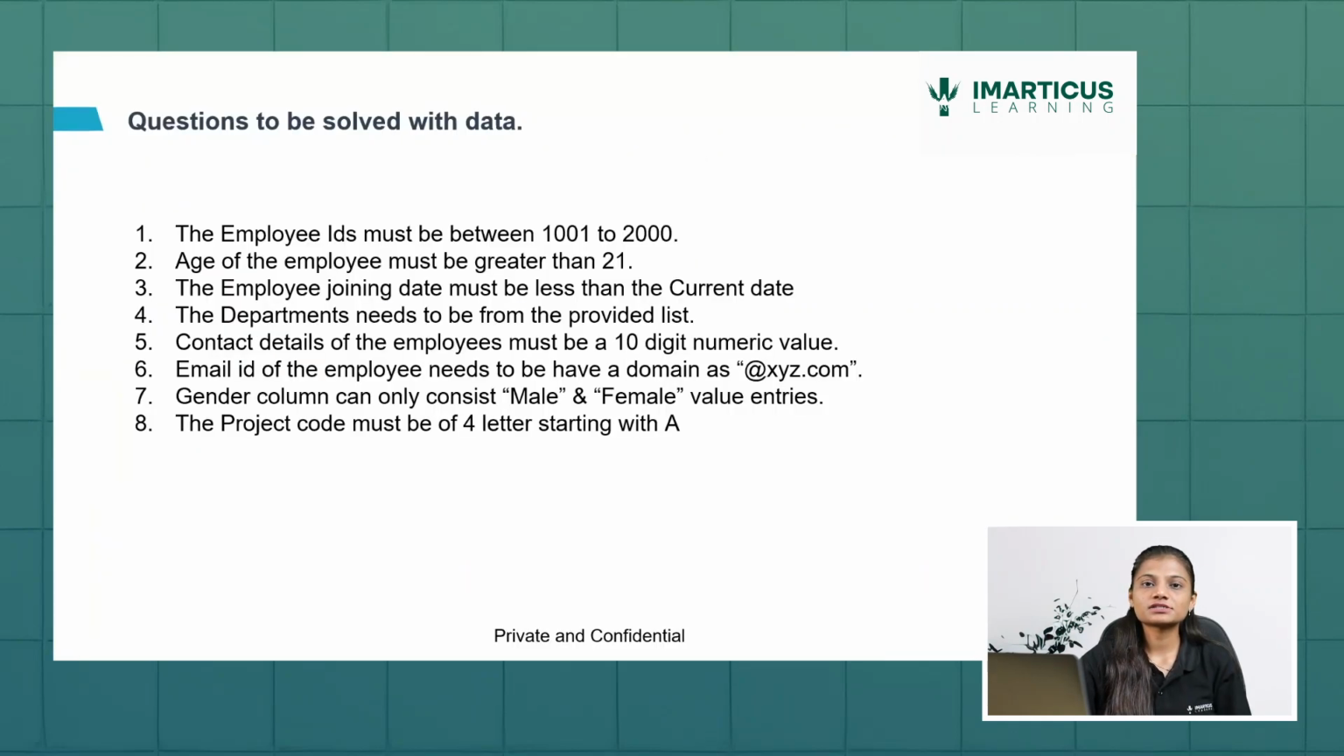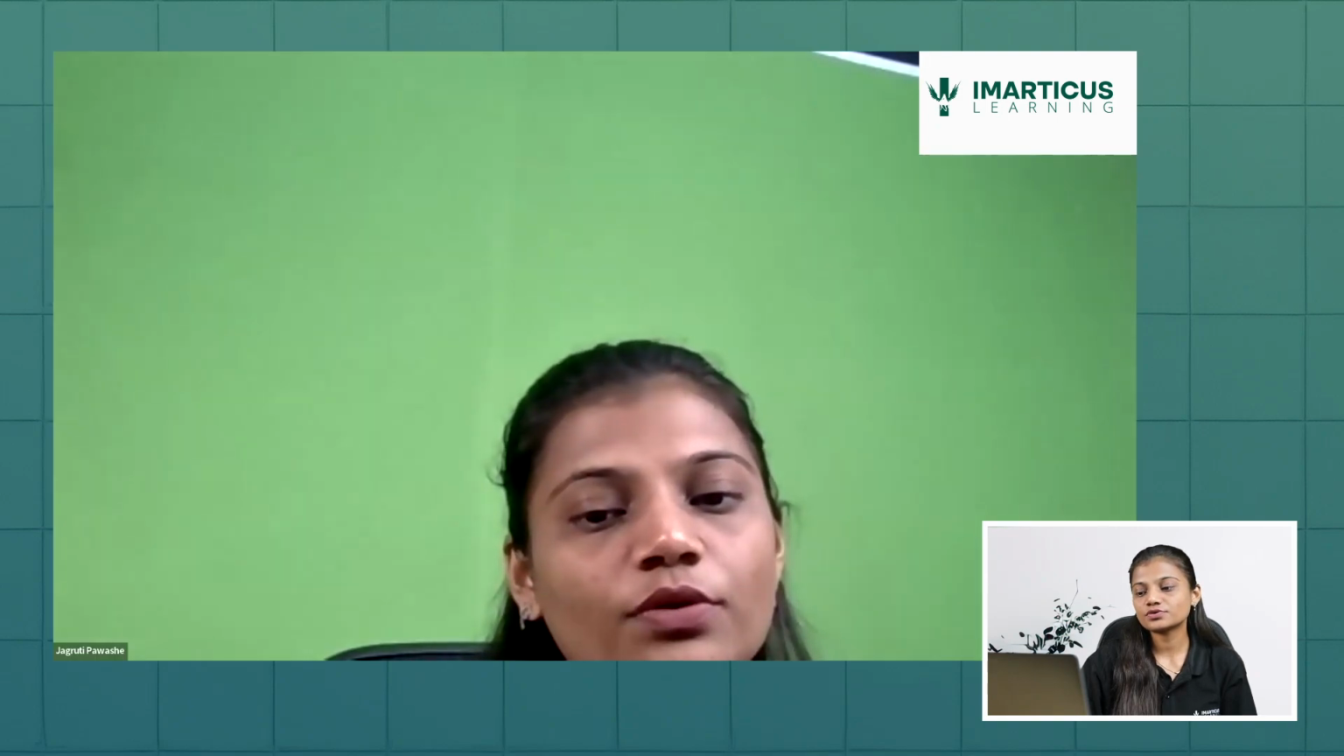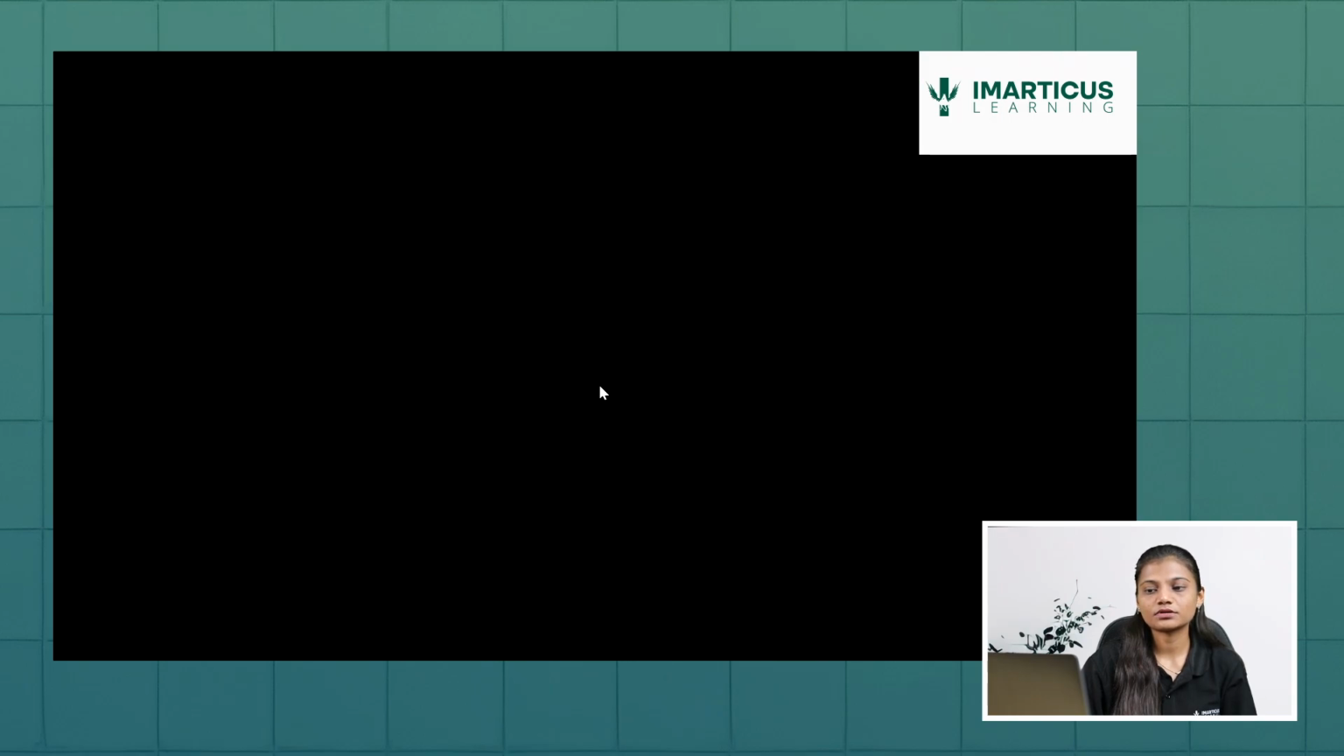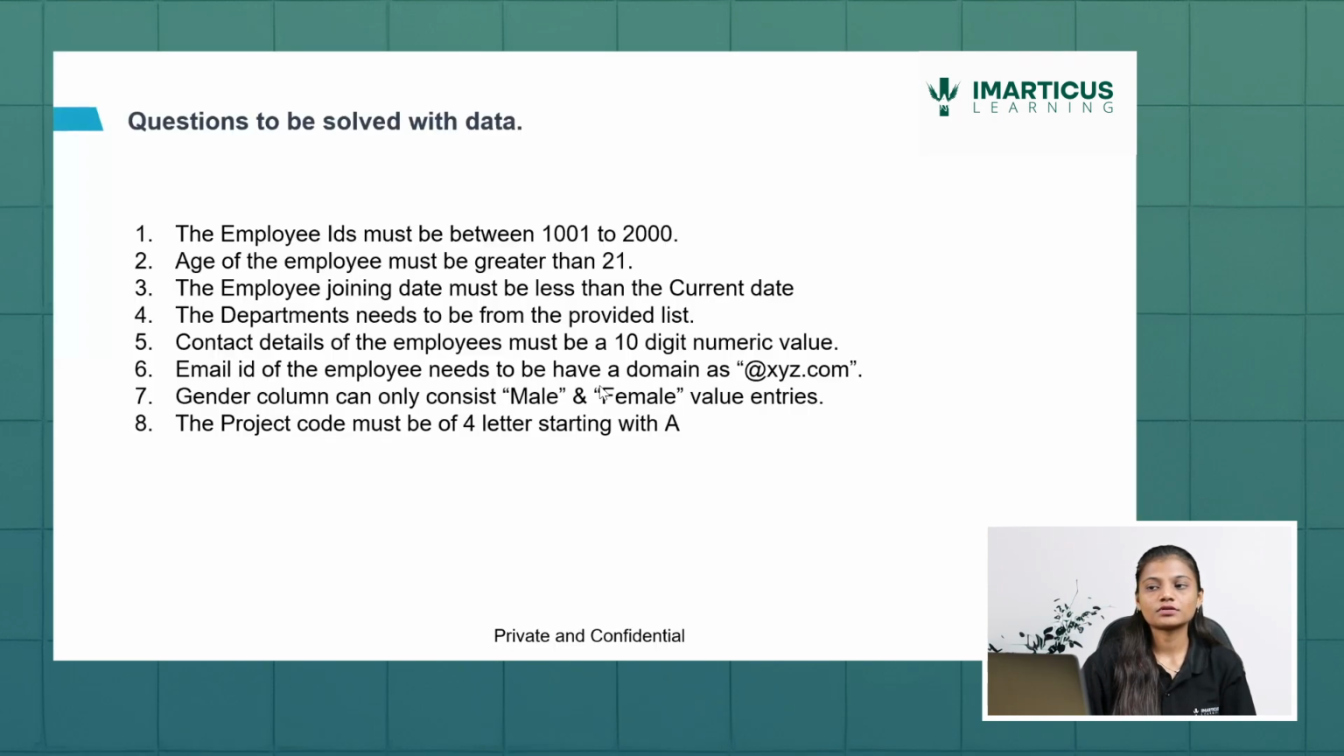Now, as we discussed the first question, implementing a data validation with respect to the basic rule of whole number, let's try to understand the second question, which is that the age of the employee must be greater than 21. Obviously, age as an element would also be a whole number. You can add a decimal, but it's fine to add a whole number over here. So how can we proceed with this type of restriction?